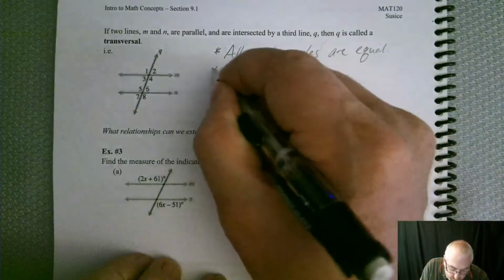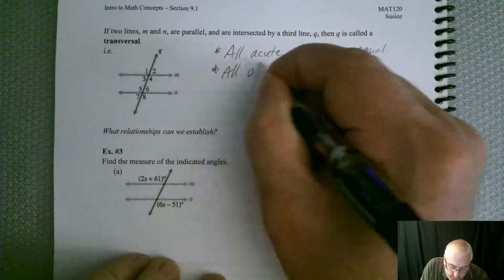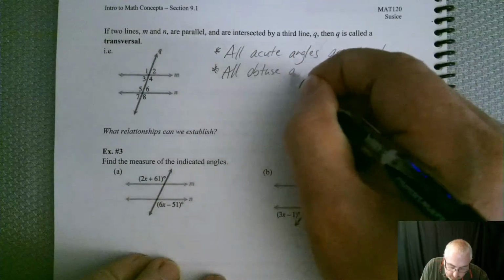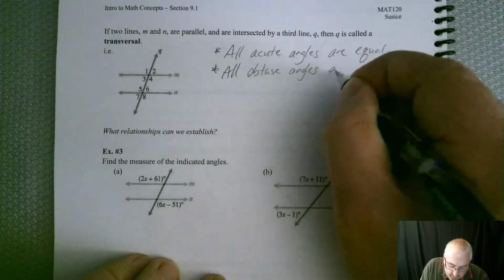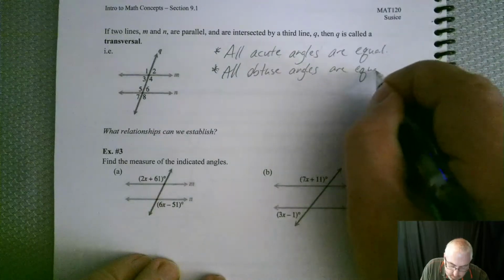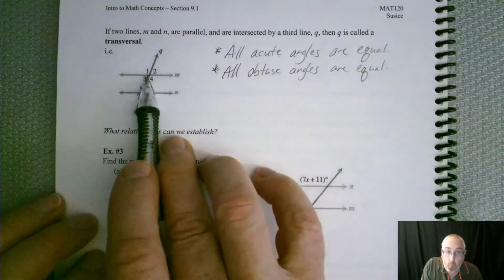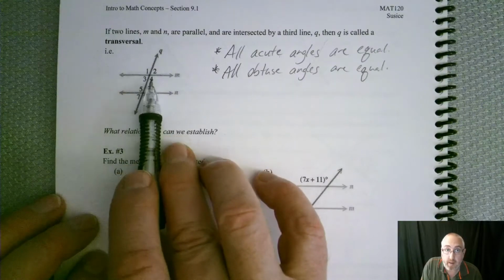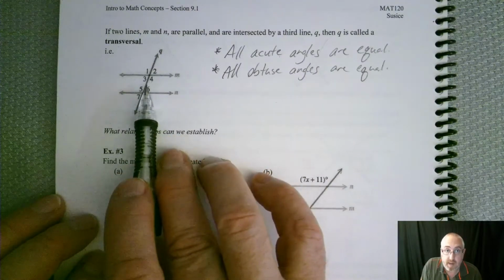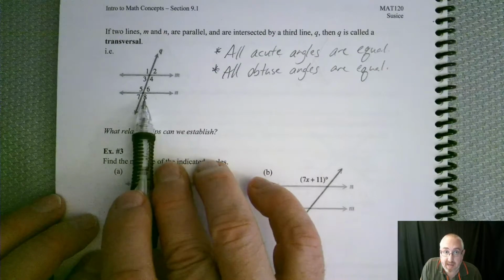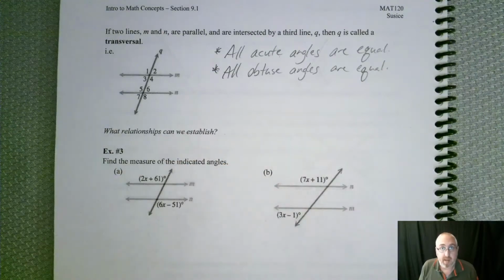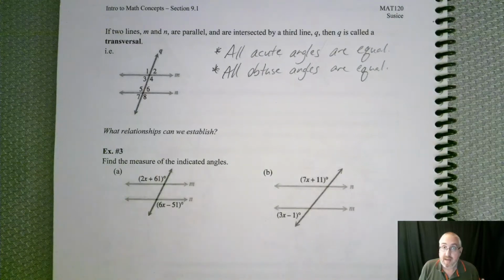Likewise, we can say that all obtuse angles are equal. Angle 1 is obtuse, angle 4 is obtuse, angle 5, angle 8. Those are all obtuse angles, so they're all equal to one another. So that's the first kind of group. You have these groups of equal angles. All the acutes are equal, all the obtuses are equal.